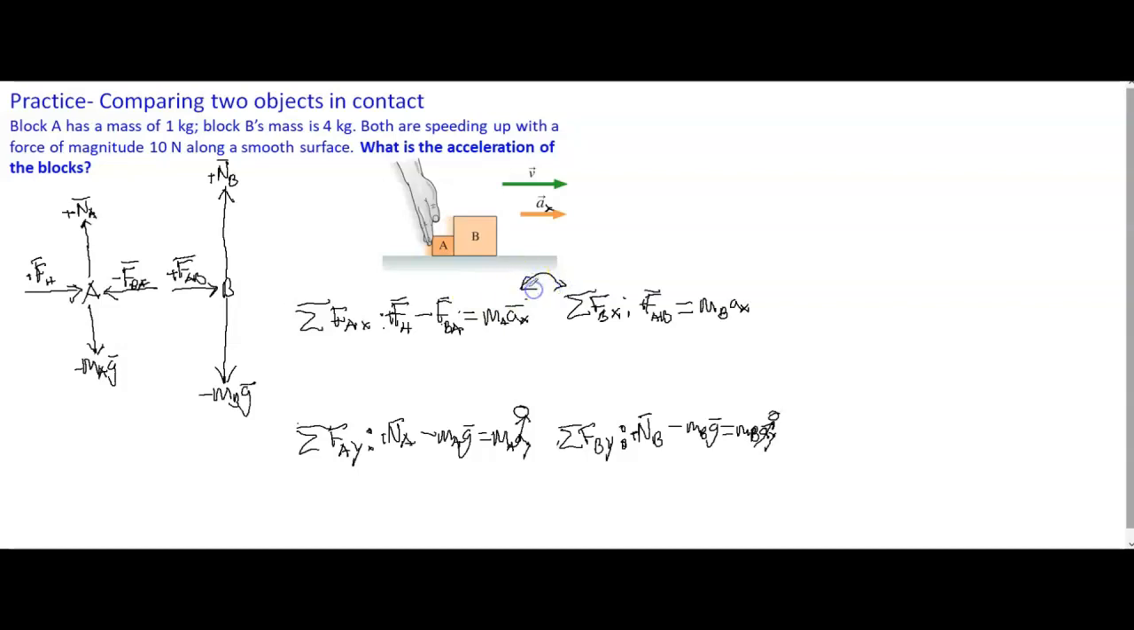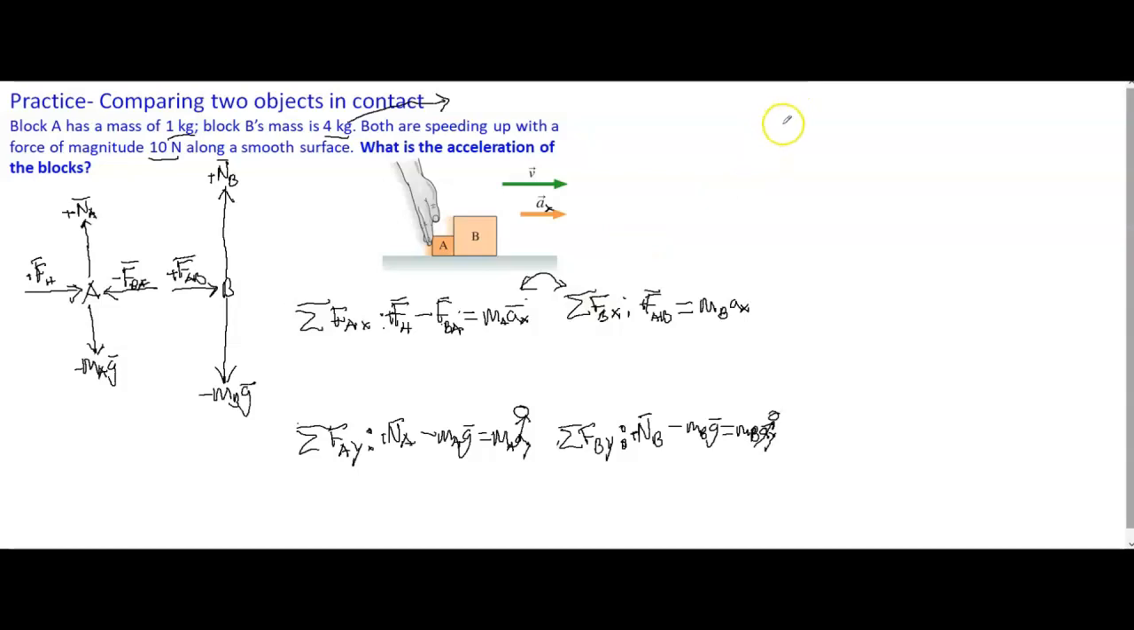So we're going to merge these two equations together. And also, we have to remember that block A's mass is 1 kilogram and block B's mass is 4 kilograms. Okay. All right, and the force of the hand is 10 newtons to the right. So let's go ahead and merge these two equations together and try to solve for the acceleration in the x direction. Go ahead and pause the video and try that right now.